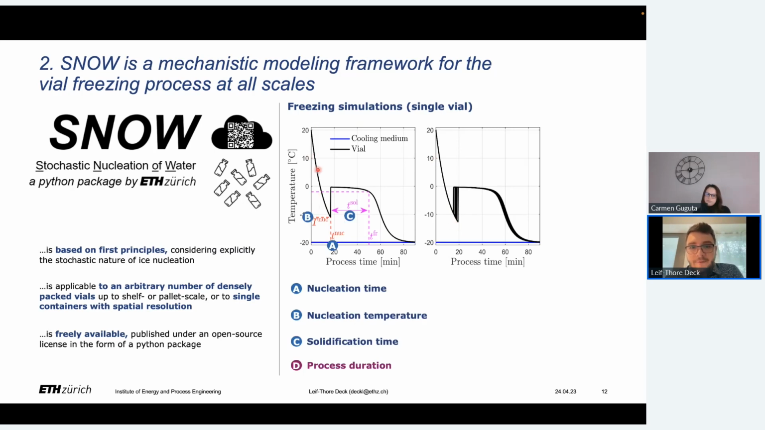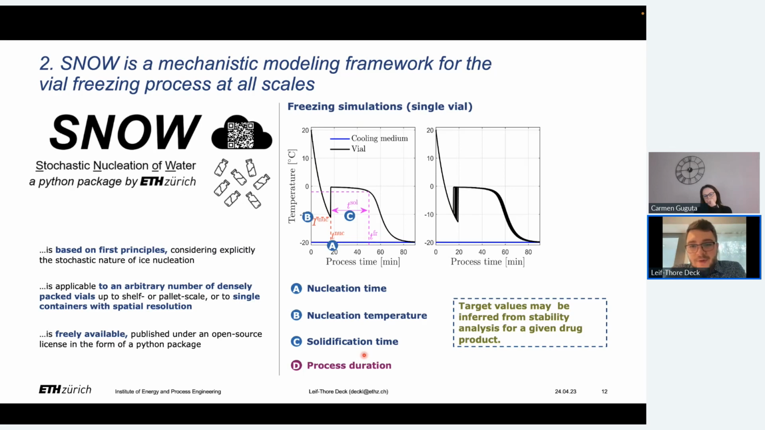If we have a large number of vials, it's not very efficient anymore to get all these temperature evolution curves. So we can also just get the time and temperature when nucleation happens, and the time that we need to solidify completely, so to transform most of the water into ice. And if we have a batch, we can also measure the process duration, which is just the time when the last vial in the batch is completely solidified.